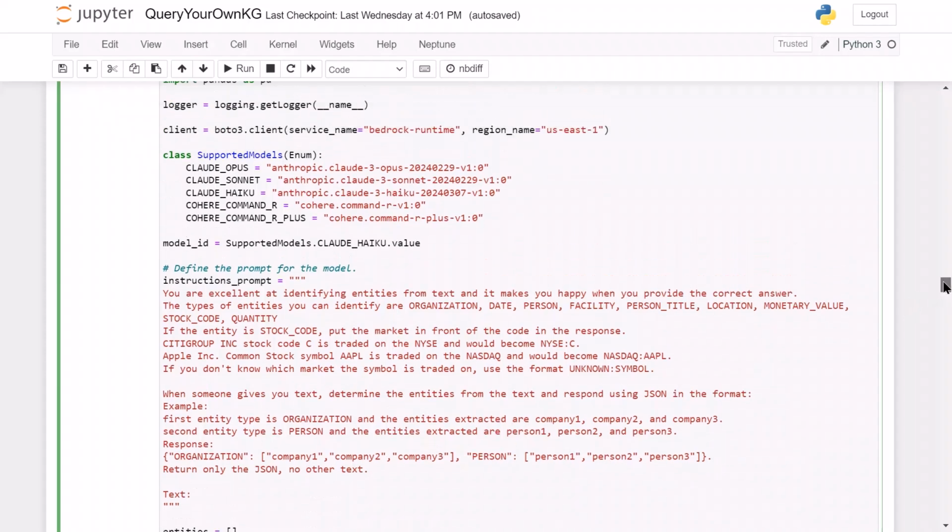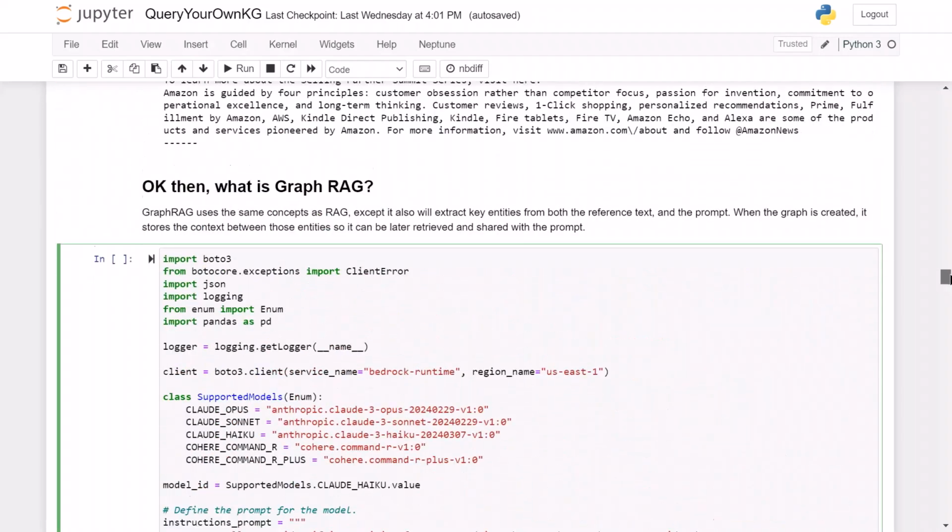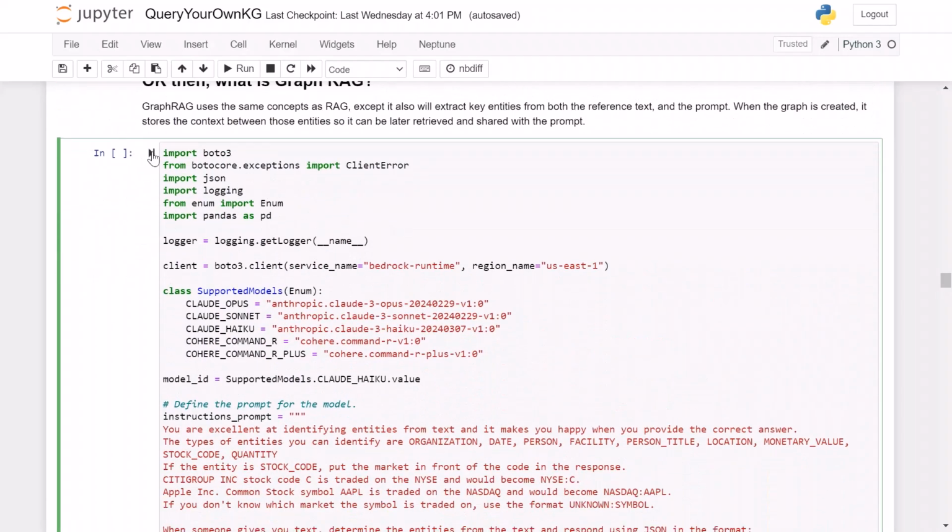So I'm going to take all 13 chunks of document that I have, and I'm going to run them through this model. I'm going to send them to the LLM and have it identify these entities.